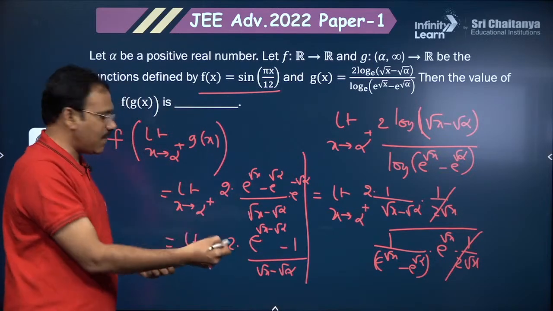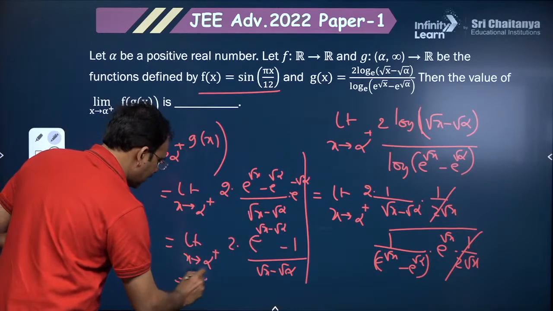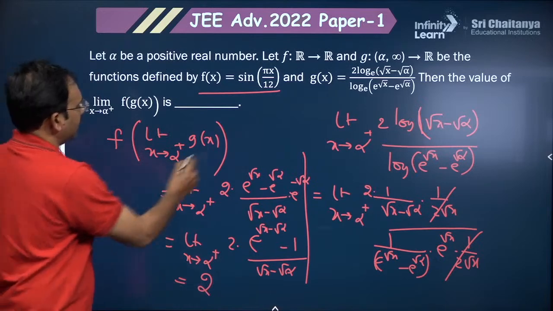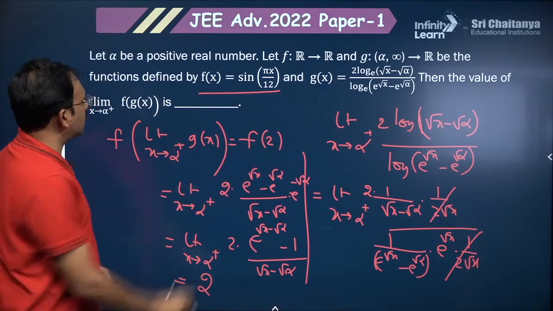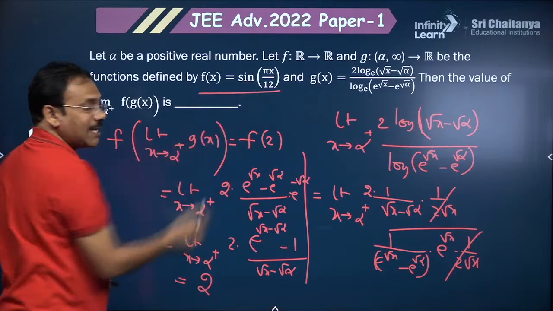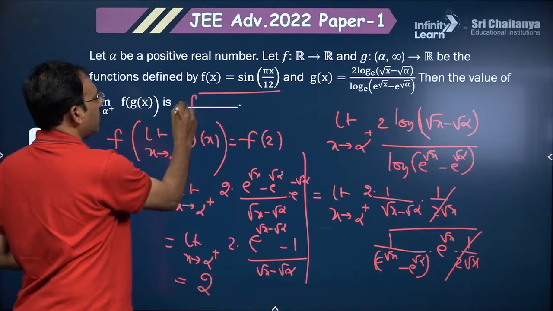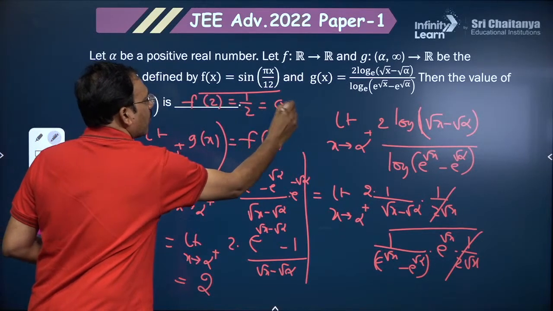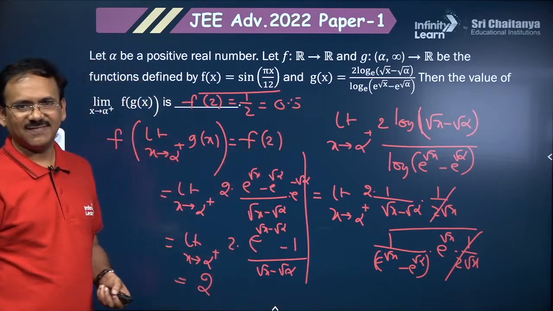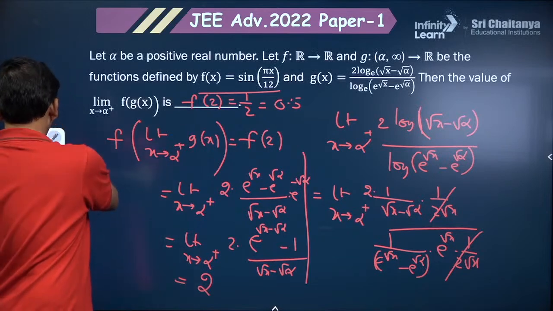So (e^t minus 1) by t, as t tends to 0 will become 1. So this limit is going to be 2, and hence, my dear friend, this is going to be f of 2. F of 2 means put x is equal to 2, sin pi by 6 is 1 by 2. So you see this is going to be f of 2, which is 1 by 2, say 0.5 is going to be the answer. That's it.